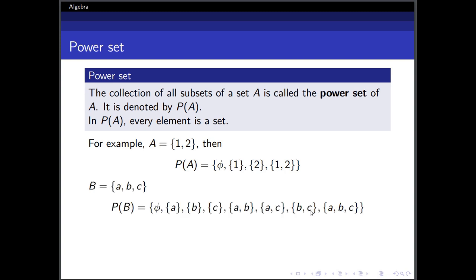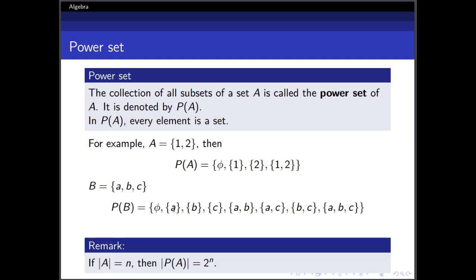Similarly, if we consider another example, B is equal to {a, b, c}, then its power set contains exactly 8 elements, that is empty set, singleton {a}, singleton {b}, singleton {c}, then subsets {a, b}, {a, c}, {b, c}, and lastly set B itself. Then we can observe one important remark here. If cardinality of set A is n, then cardinality of its power set is exactly 2 raised to n.